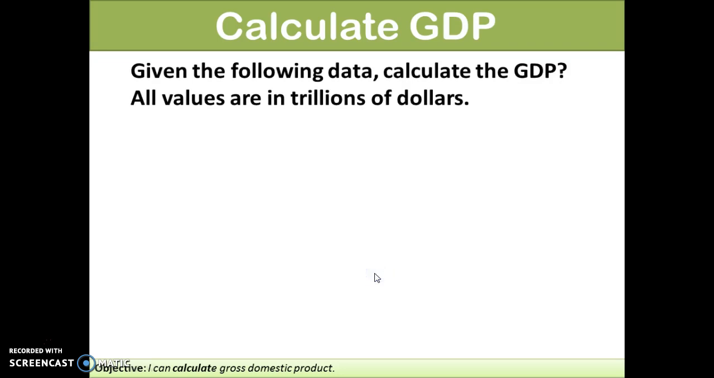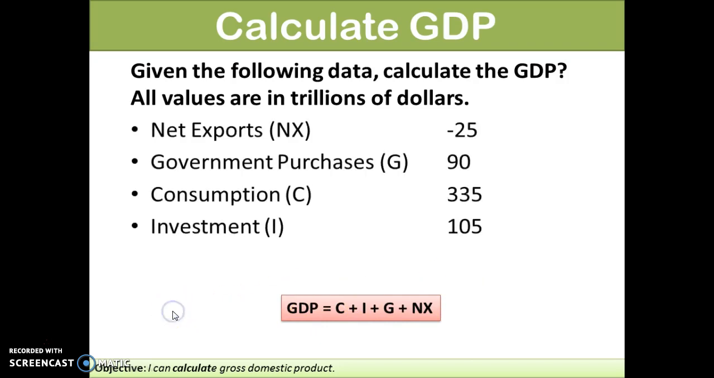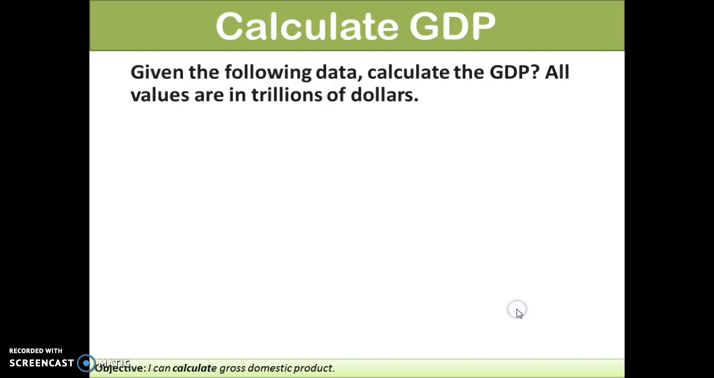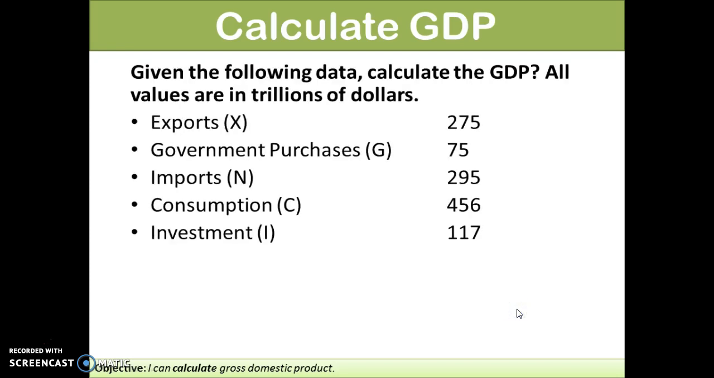Now, to calculate GDP, you're going to see some situations like this. I have 2 examples for you. You have to know your equation, then you're going to be given some data, and you're going to take that data and plug it into your equation. And so you're going to get 335, 105, 90 plus our net exports, negative 25, and we should get $505 trillion. In this next example, pause the video, do this one on your own, and then I will do it for you.